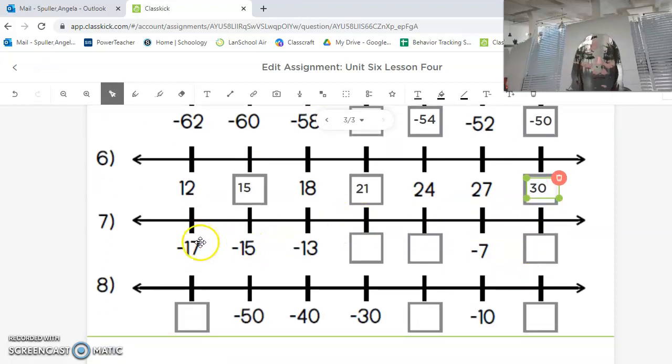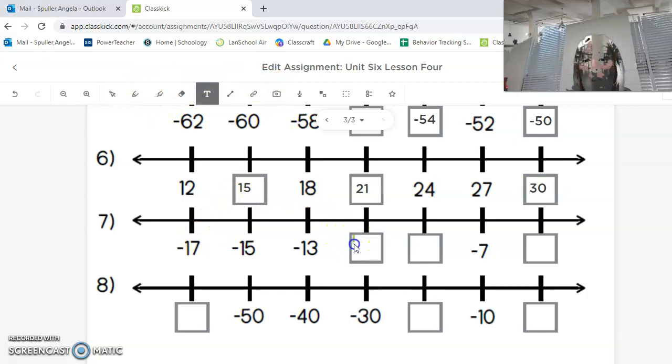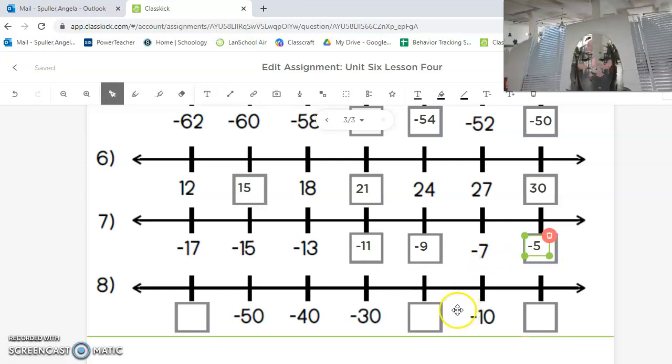Okay, let's look at these next two. Okay, they're counting by twos, right? If I add 2 to negative 13, I get negative 15. If I add 2 more, okay. So count backwards. So take 2 away from negative 13, you get negative 11. Take 2 away from negative 11, and you get negative 9. Take 2 away, and you'll get negative 5. There we go.